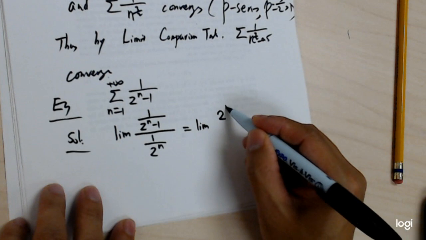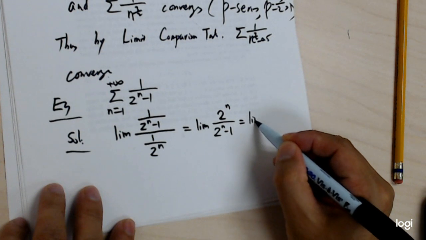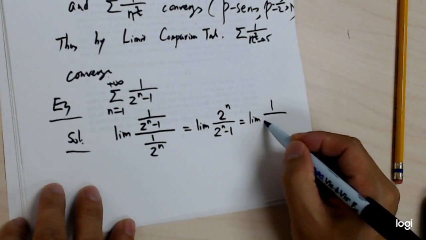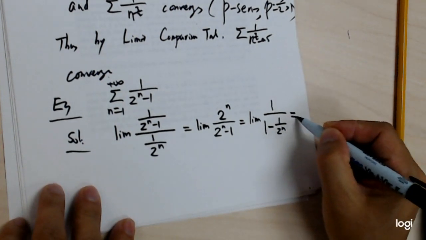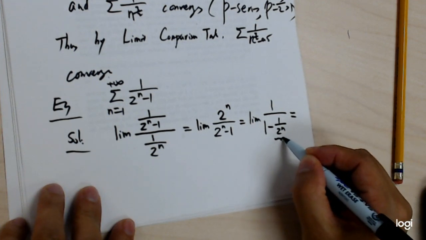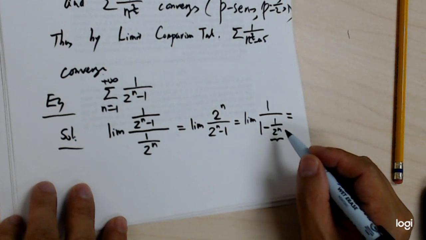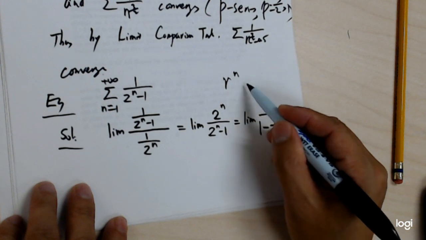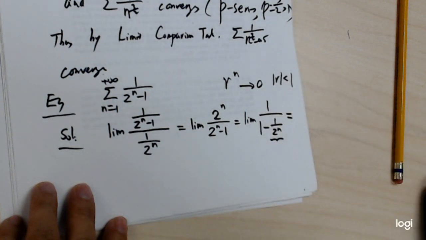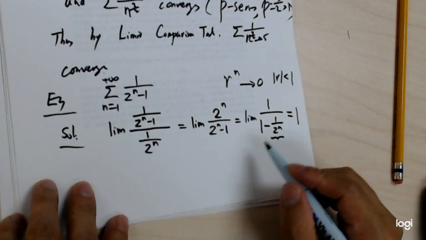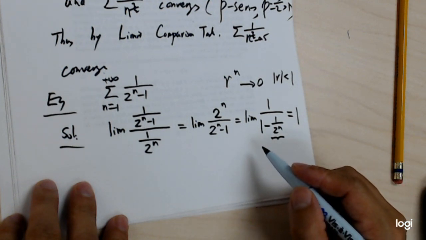Flip this around. I hope you can identify, or divide the top and the bottom by 2 to the n, divide by 2 to the n, divide by 2 to the n. This one, I need you to think about why this one goes to 0. 1/2 to the power of n, this guy goes to 0. That was one of the results that I asked everybody to memorize. r to the power of n always goes to 0 if the absolute value of r is less than 1. So the limit is 1 over 1 minus 0, in other words, 1. So it's a finite number that's not 0.